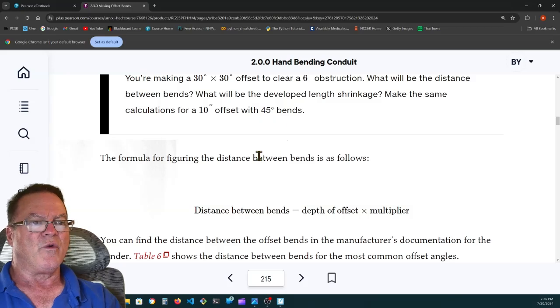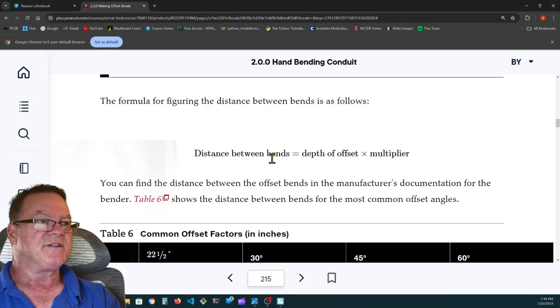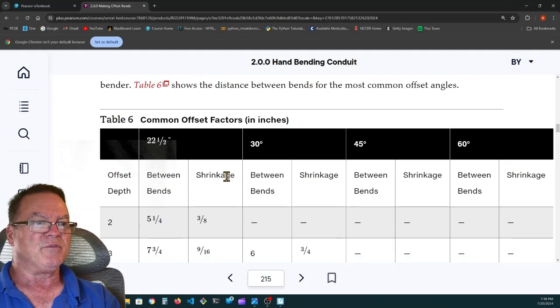Basically, the multiplier for 45 degrees is 1.414. If you have a calculator on your phone, you can always do the reciprocal of the sine of angle theta. So if you're bending a 45-degree bend, do 45 sine, it'll tell you 0.7071. Then reciprocate it, 1 over x, or x to the negative 1, and it'll give you the multiplier, 1.414. The distance between the bends equals the depth of offset times the multiplier.